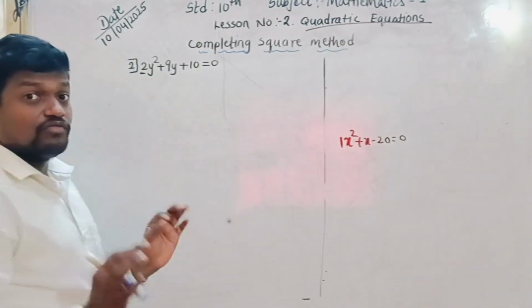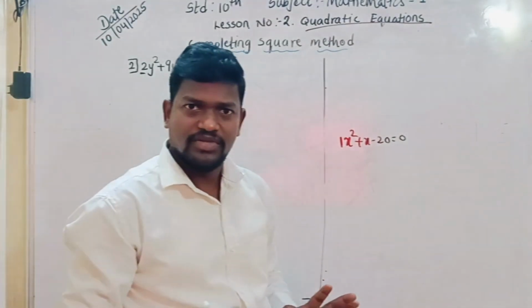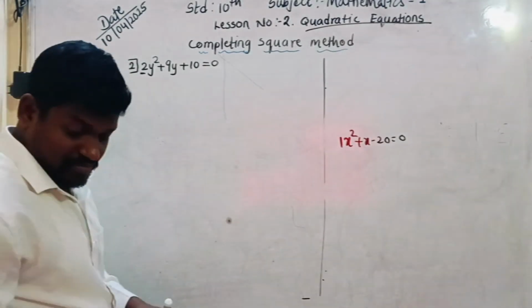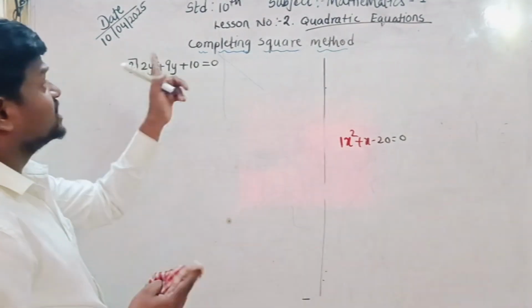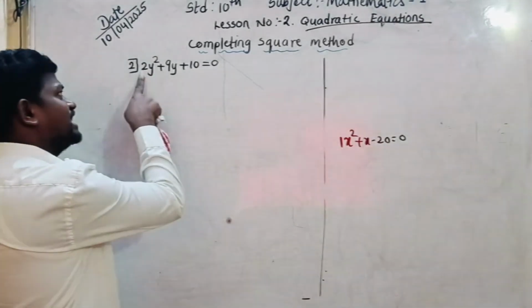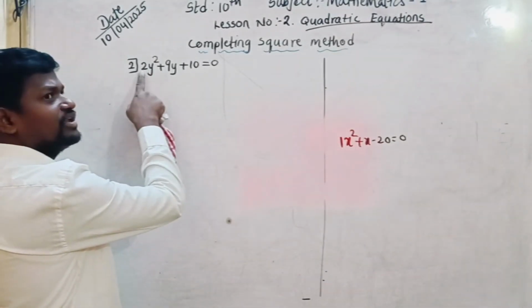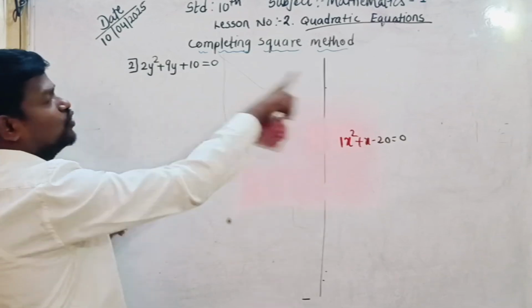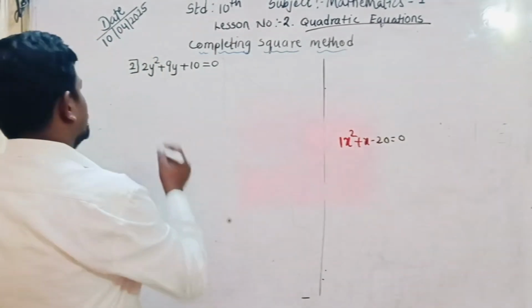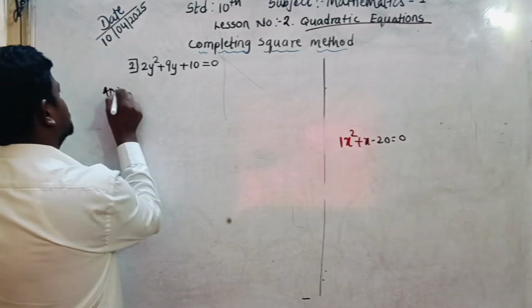Now, when this happens, what do we have to do? Simple. See, this method, that is the completing square method, told us that we shouldn't have any number here. So when we have a number here, divide this number into the whole equation, right? So, the answer.